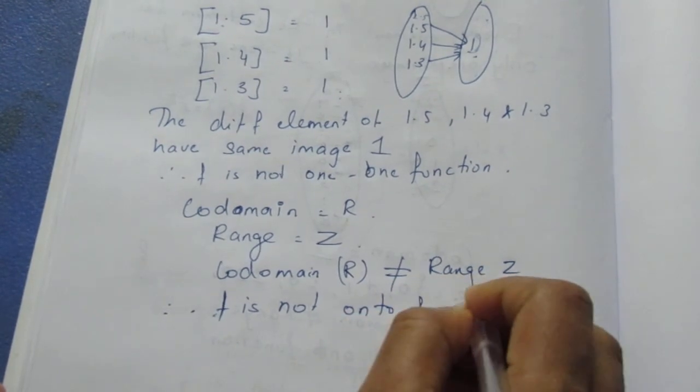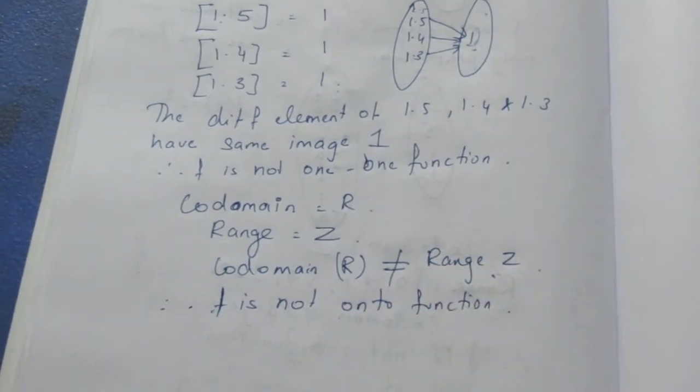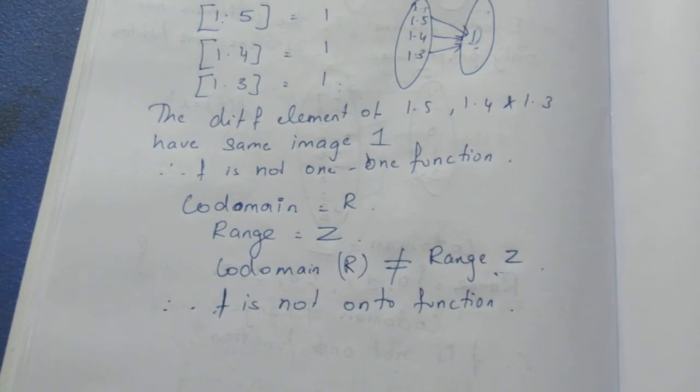So from this we can say it is neither a 1-to-1 function nor an onto function. That's all with the sum.